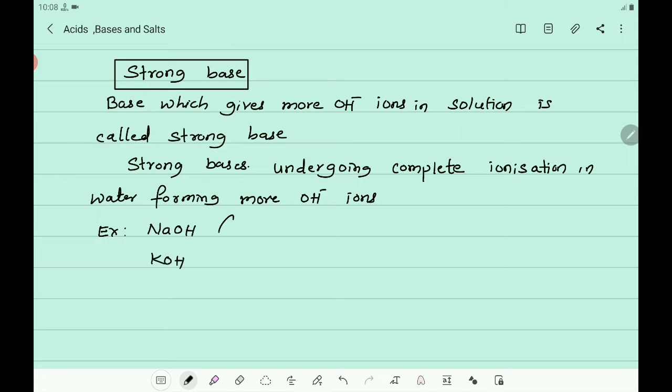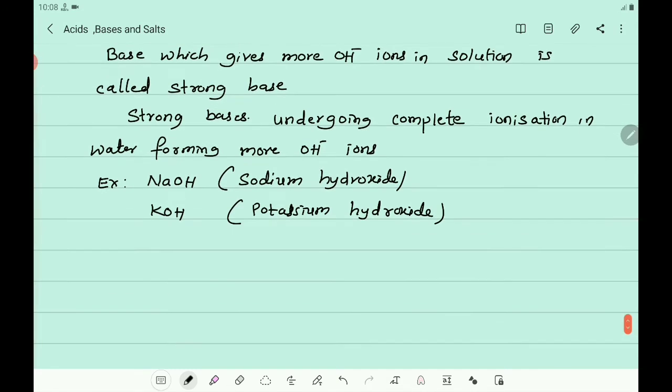What is NaOH? That is sodium hydroxide. This is potassium hydroxide. These are the examples of strong bases.